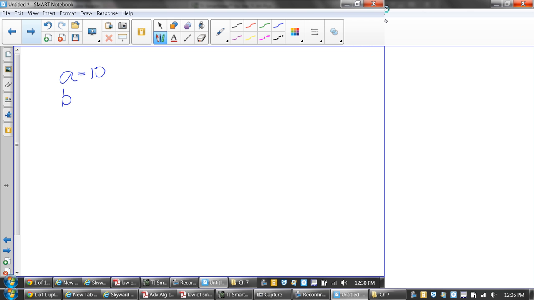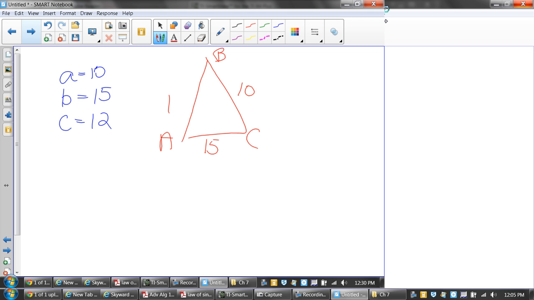Let's throw a different case at you guys. What's the biggest difference between this one and the last one? All sides. So we're going to have to solve this monstrosity for an angle. Okay? First thing first, draw a picture. C. So 10, 15 and 12.